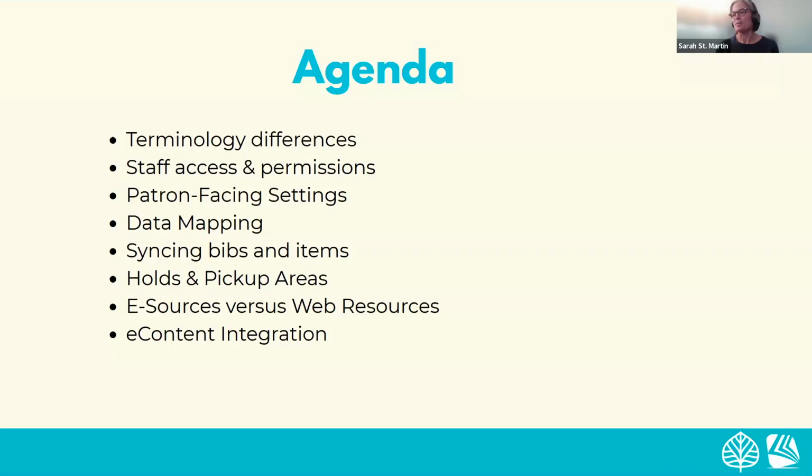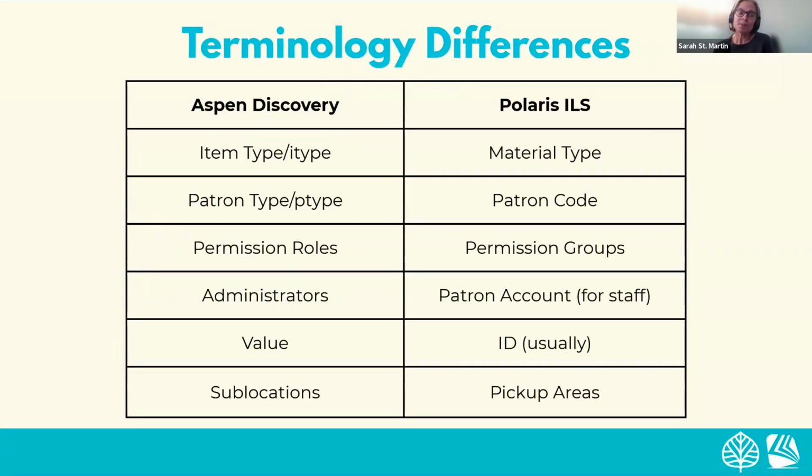All right, so I'm just going to begin with some terminology differences. In Aspen Discovery, the item type corresponds to the material type in Polaris. The patron type is the patron code. We have permission roles in Aspen Discovery, and those are permission groups in Polaris, and they function a little bit differently, and I'll explain that. Then in Aspen, we have the Aspen administrators, and that corresponds to a patron account in Polaris. Again, I'll go into that a little bit more.